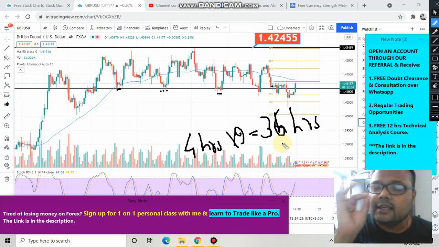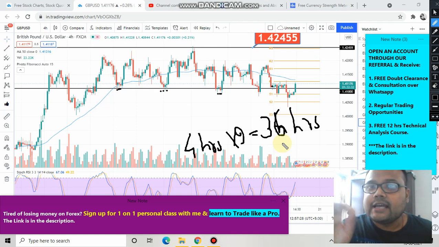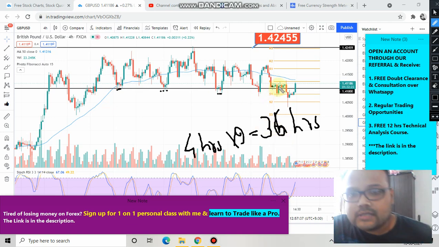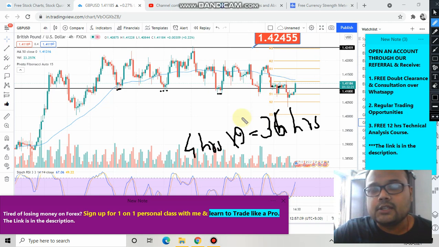That was the key moment when we should have understood that something is wrong with the support. When the market was at this level, I understood that something is wrong with the support, and that's why I did not go for a buy order.